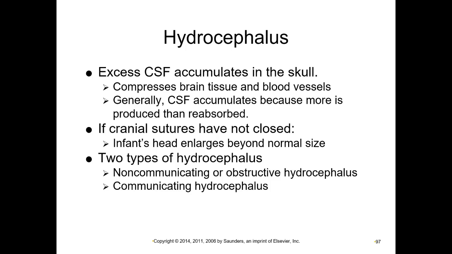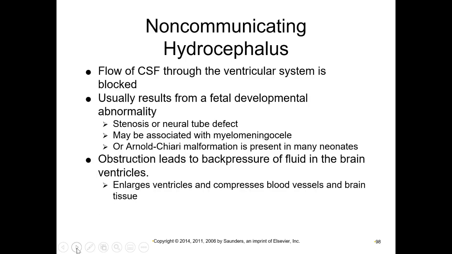There are two types, and that's what we were talking about: non-communicating, and that's the obstruction, and then communicating, where there is a communication, the fluid can drain, but there's too much fluid. The non-communicating kind then is the CSF is blocked. Usually it results from something in the fetus that develops abnormally. There may be stenosis of the tract, neural tube defect. It can be associated with myelomeningocele or the Arnold-Chiari malformation.